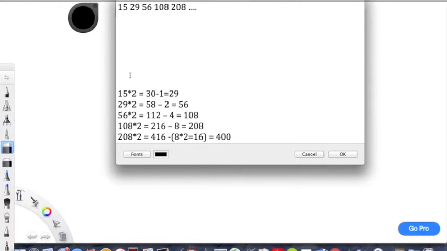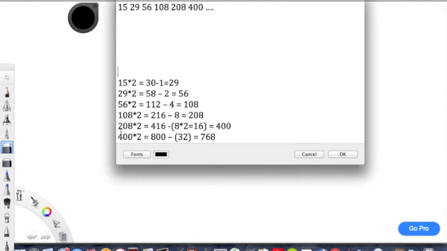Comprende? Okay, let's write it out here, and then figure out what the next term is. Alright, so we have 400 times 2 is 800 minus 32. Once again, where does this 32 come from? We use the previous subtrahend, 16, and we timed it by 2, equals 32. So 800 minus 32 gives you 768. So let's write it out here, 768.